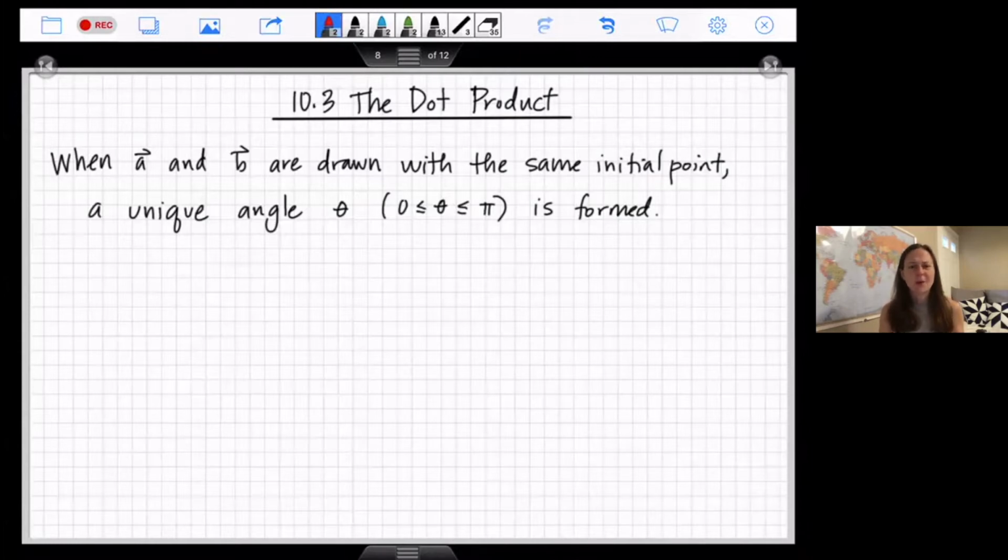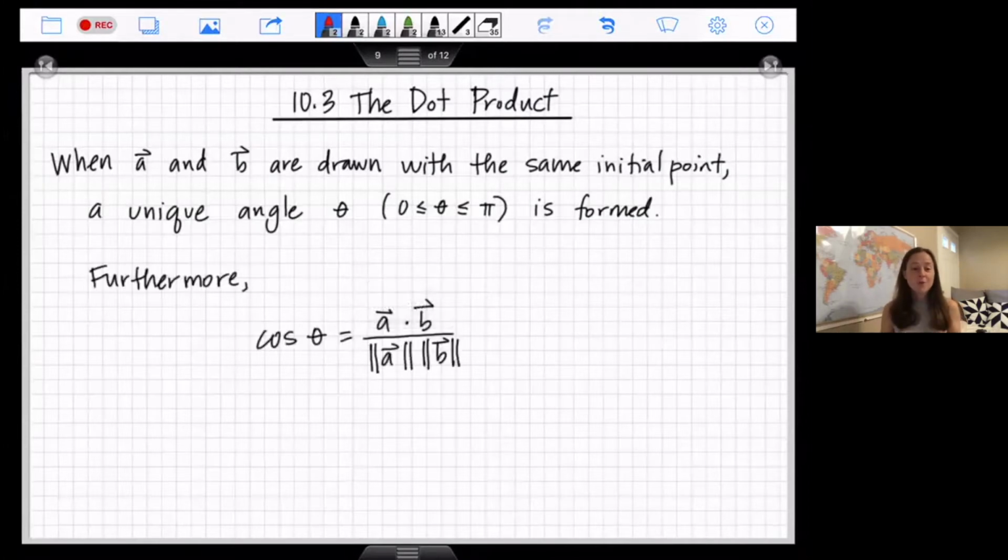So why do we care about that? And what does this have to do with the dot product? Furthermore, this is true. It seems a little bit odd, but the cosine of that angle made by those two vectors is equal to the dot product of those two vectors divided by the product of their magnitudes. That kind of came out of left field.